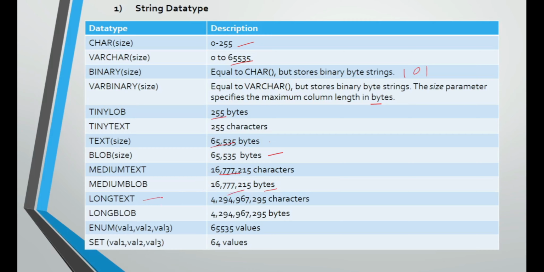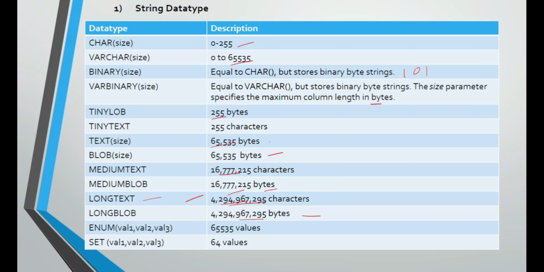Then we have longtext. Here we can see this is the limit. So whenever we want to store a paragraph, then we can go for longtext because of the size limit. Then we have longblob. In this we can see this also stores in terms of bytes, so this is the limit.